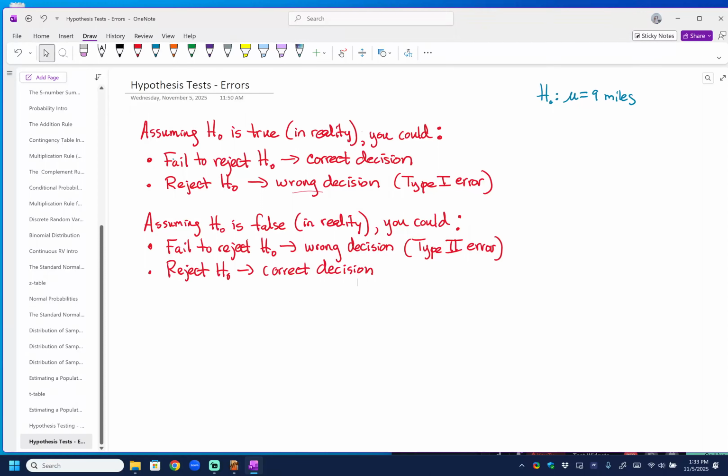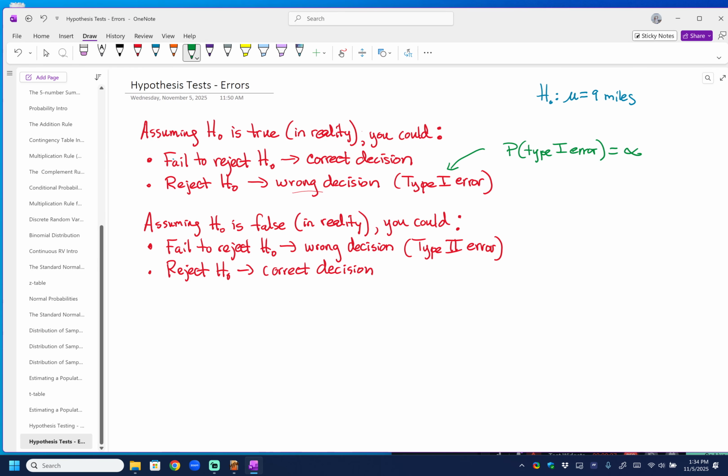Now you've seen all 4 scenarios of what could happen in a hypothesis test based on whether the null is true or not in the real world. We clearly have 2 correct decisions here and here, and 2 errors that could develop from a hypothesis test. The next logical place to go now is to talk about probabilities associated with these errors. So first one, our type 1 error. The probability of a type 1 error is actually equal to alpha.